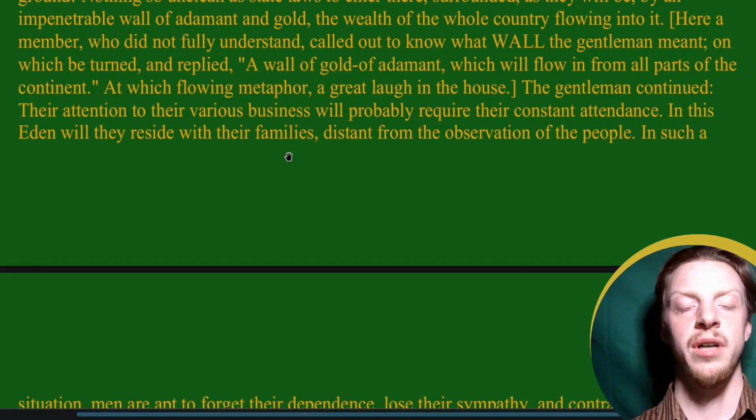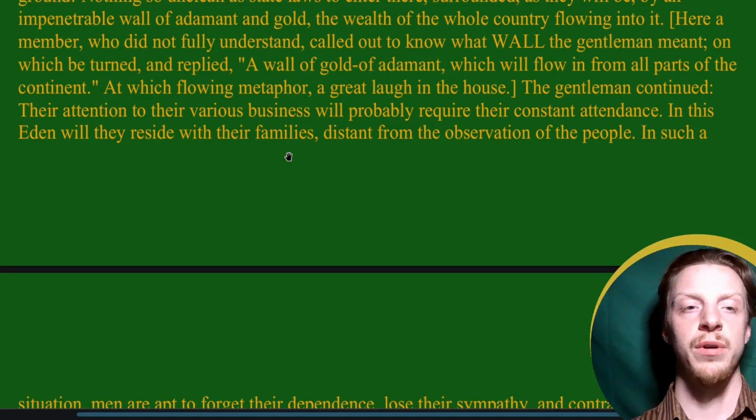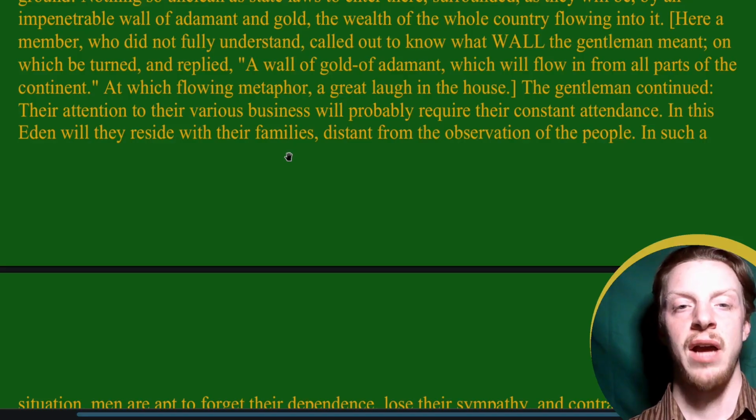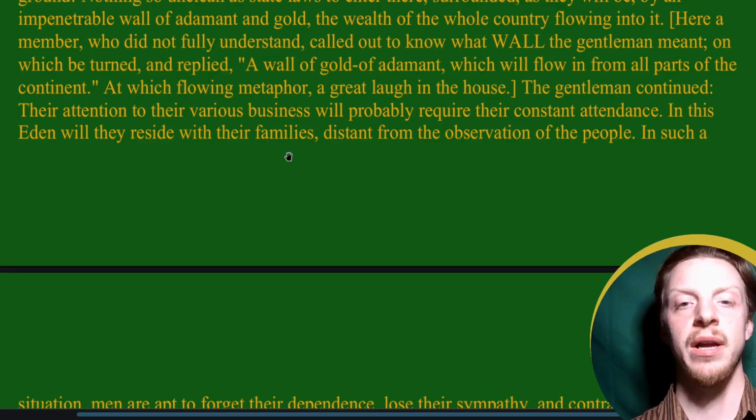Here, a member who did not fully understand called out to know what wall the gentleman meant, on which he turned and replied, a wall of gold of adamant, which will flow in from all parts of the continent, at which flowing metaphor a great laugh in the house.